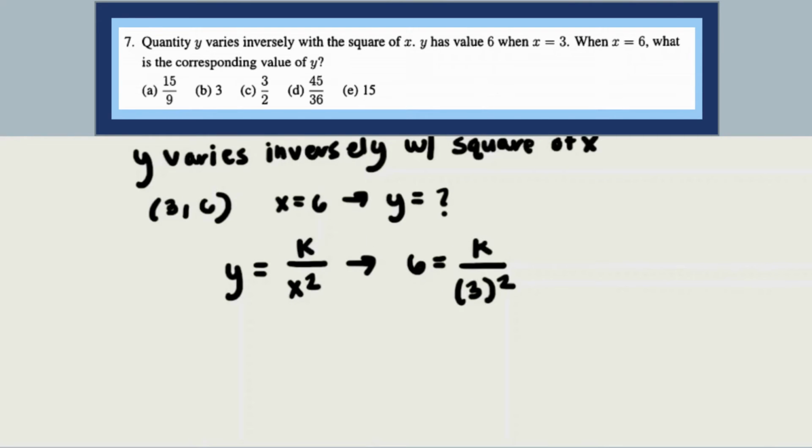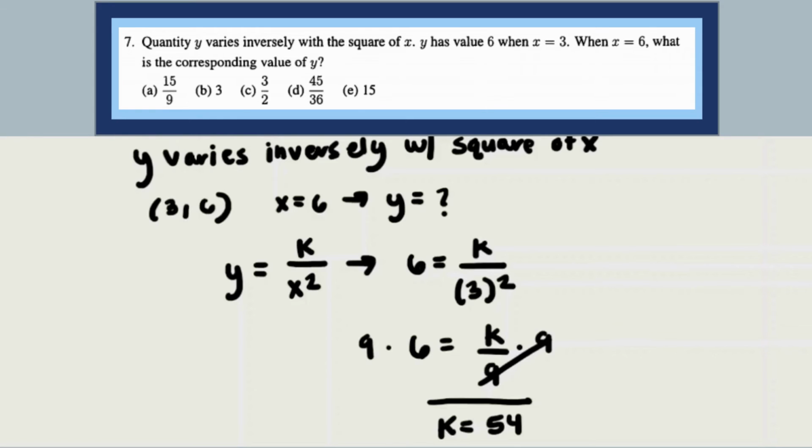So when we do that, we'll just simplify this. It'll be 6 equal to k all over, and 3 squared is 9. Then we'll multiply by 9 on both sides. The 9 will cancel out over here, and we'll get basically k equal to 9 times 6 is 54.